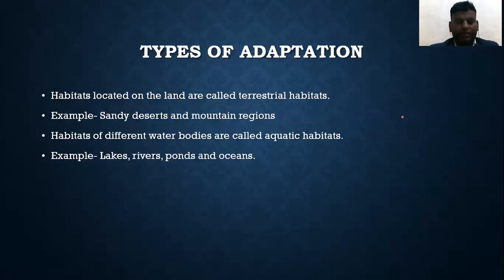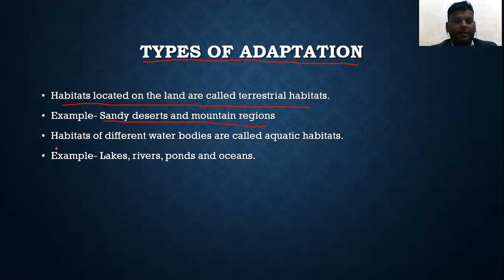Now the next that we are going to study is about the types of habitat. The biosphere is the place where all living things can survive. There are different types of habitat present in the biosphere for all living things. Habitats located on the land are called terrestrial habitats, as you can see here. The animals which survive on the land live in terrestrial habitats, for example sandy desert and mountain region.